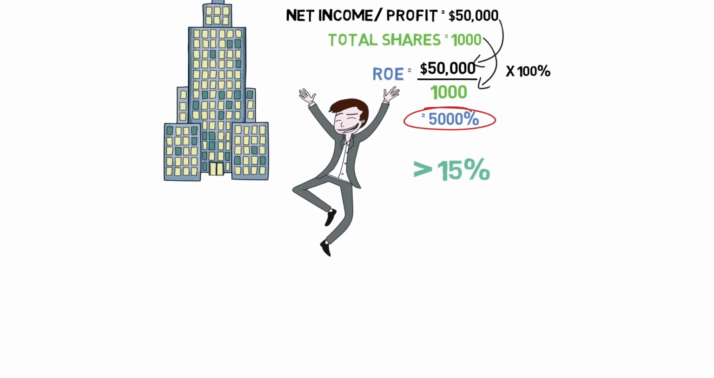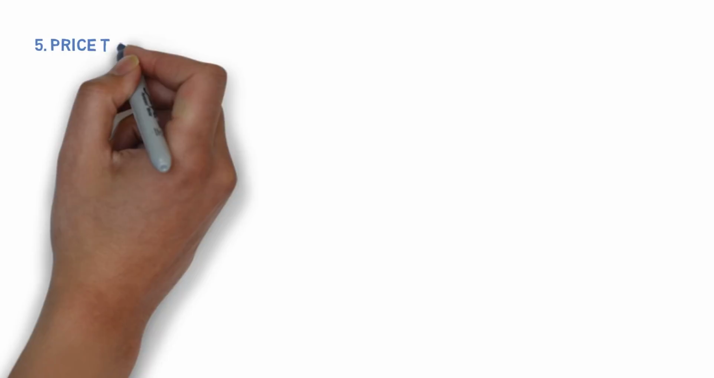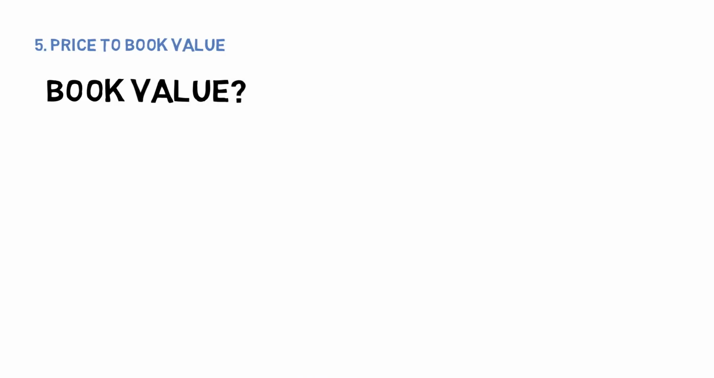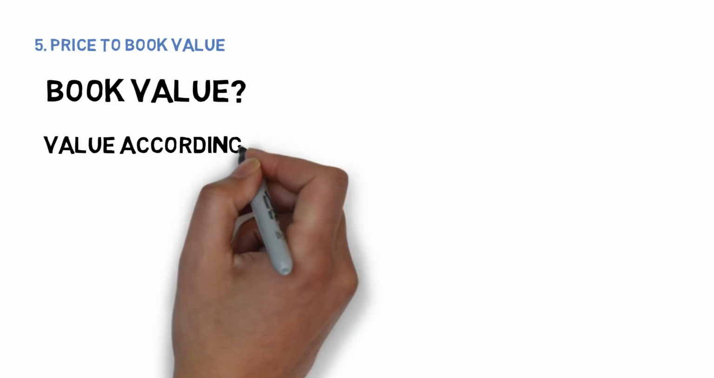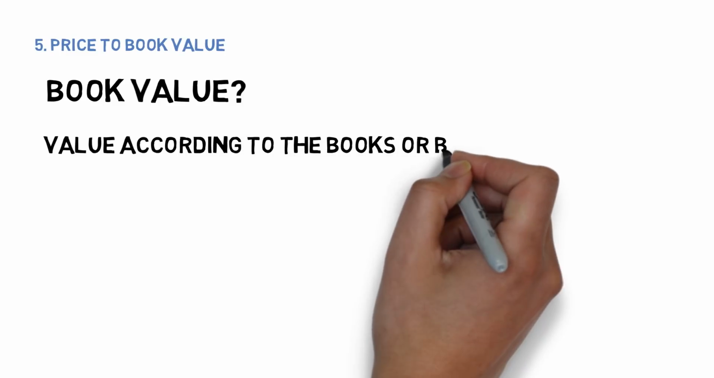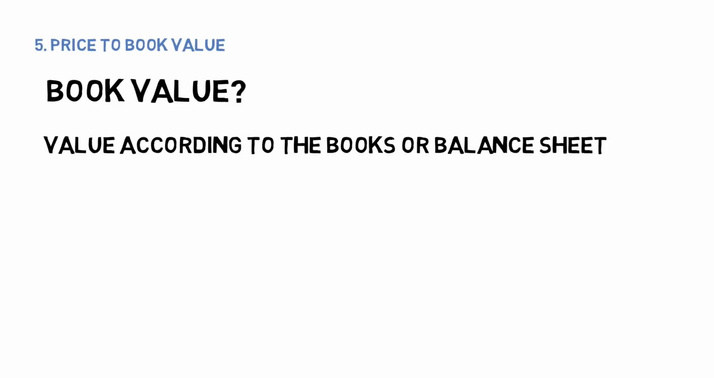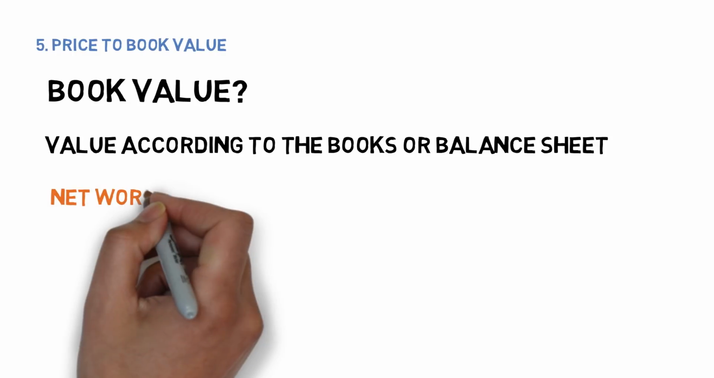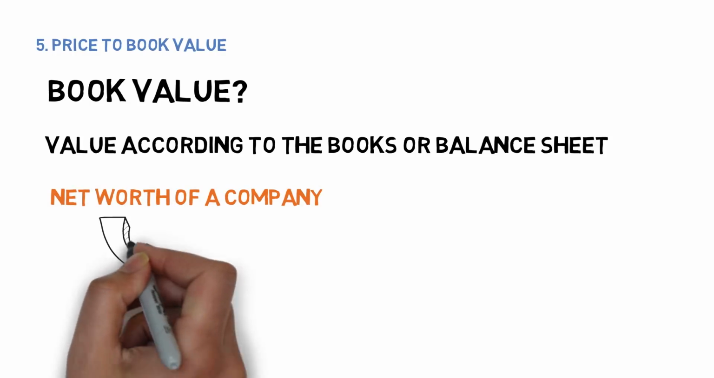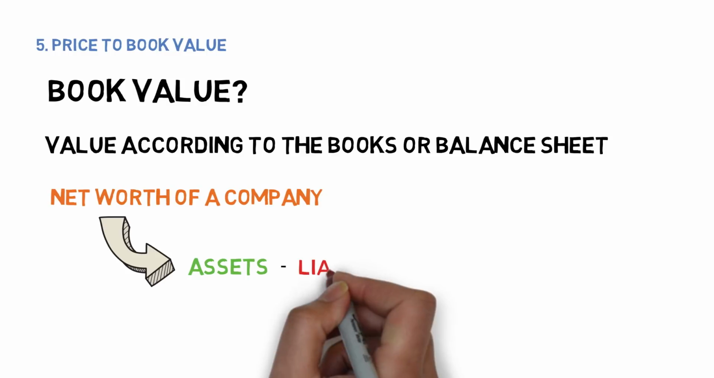Finally, let's look at our last ratio. Price to book value. Before going further into the ratio, we need to understand what a book value is. A book value is the value of a company according to the books or balance sheet. What does this mean? Well, it is the net worth of a company. It is the difference between assets and liabilities of a company.